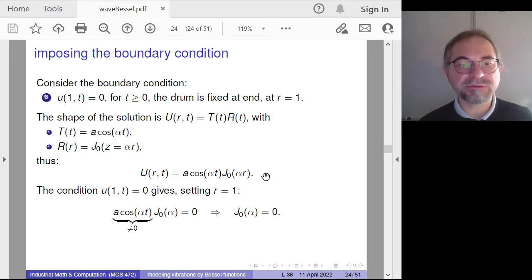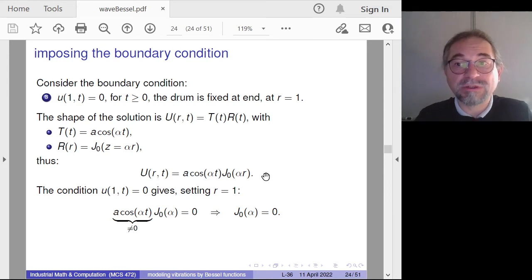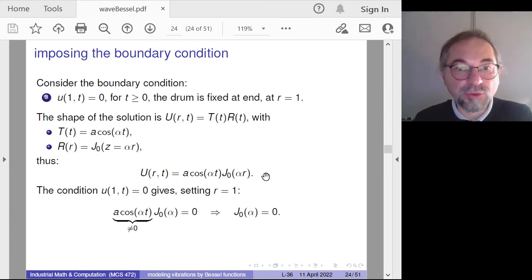So we have the A cosine alpha t that cannot be 0 everywhere for any time. That would give a trivial solution. So then we are left with the condition on alpha. And what does this mean? So perhaps you have been asking all along, what is this alpha now? Well, this is what alpha is. Alpha is a root of the Bessel function. And it turns out we have infinitely many. So we have plenty of roots.